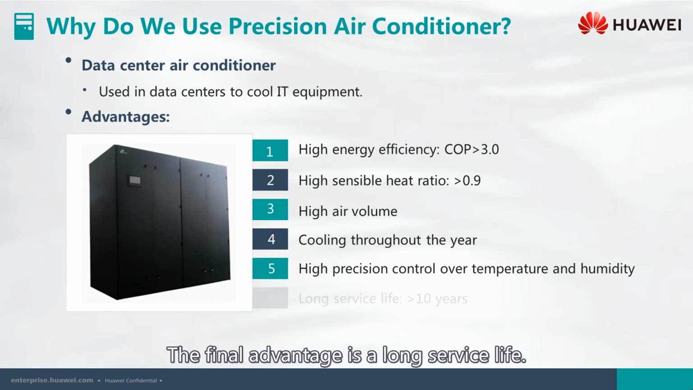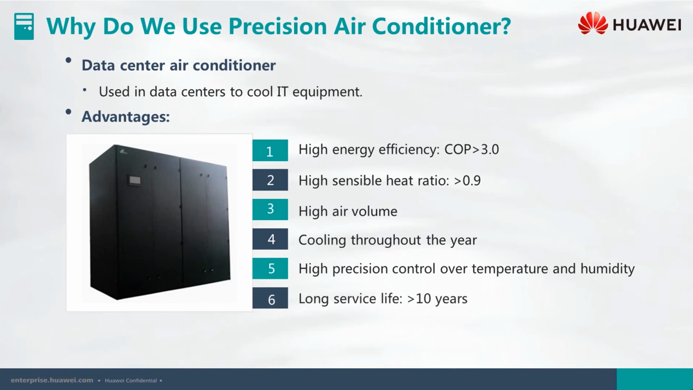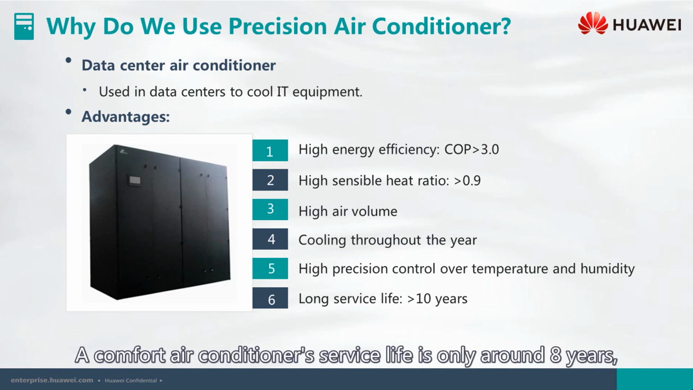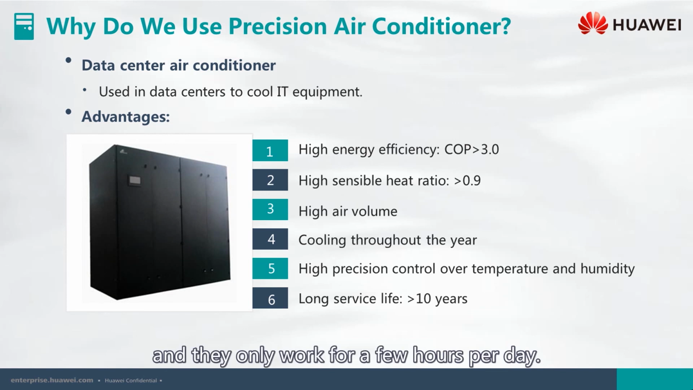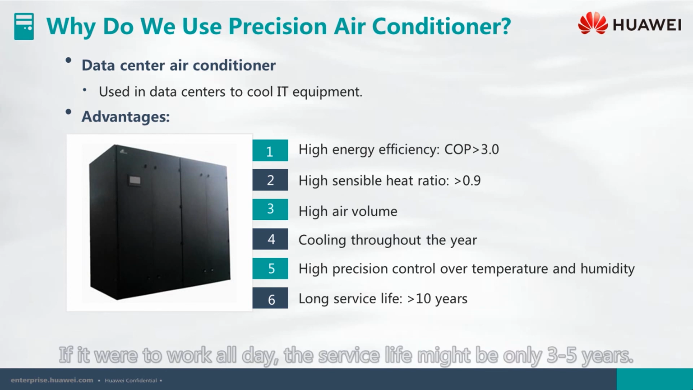The final advantage is a long service life. A precision air conditioner's service life is usually more than 10 years, even if they work all day long. A comfort air conditioner's service life is only around 8 years, and they only work for a few hours per day. If it were to work all day, the service life might be only 3 to 5 years.